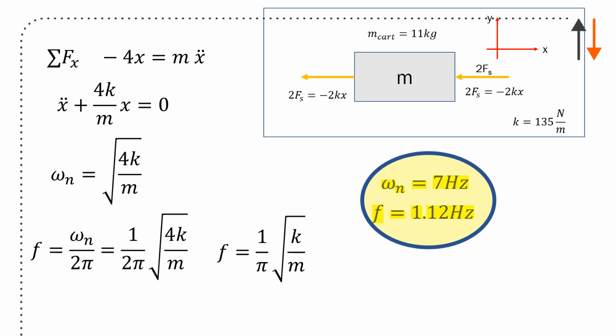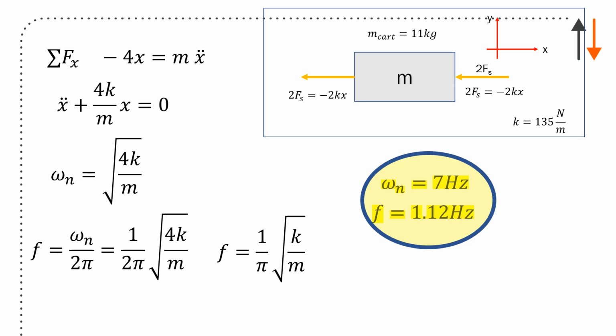And if you do this, you can say, well, I have a free body diagram that consists of minus 2kx minus 2kx. I have x, y there. k equals 135 newtons per meter. So I want this to end up as a positive, so that's why I've defined this as a negative direction. x double dot plus 4k over m, x equals 0.